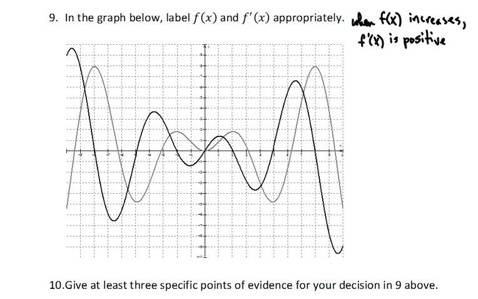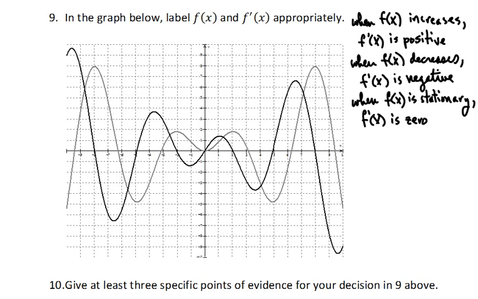Maybe first I'll just go over a couple of the facts that we need to deal with. The first one is that when f of x is increasing, when the original function is increasing, the derivative must be positive, and that works vice versa. When the derivative is positive, then the original function f of x must be increasing. Second, when the original function is decreasing, then the derivative f prime of x has to be negative, and it works vice versa as well. When the derivative is negative, then the original function f of x is decreasing.